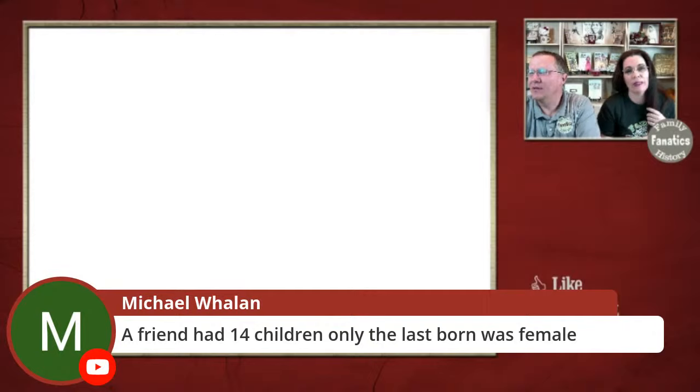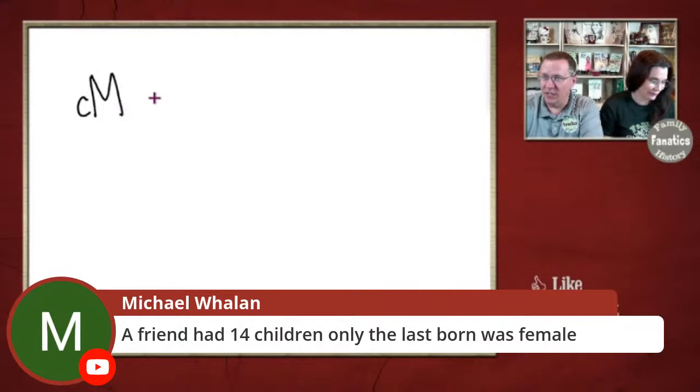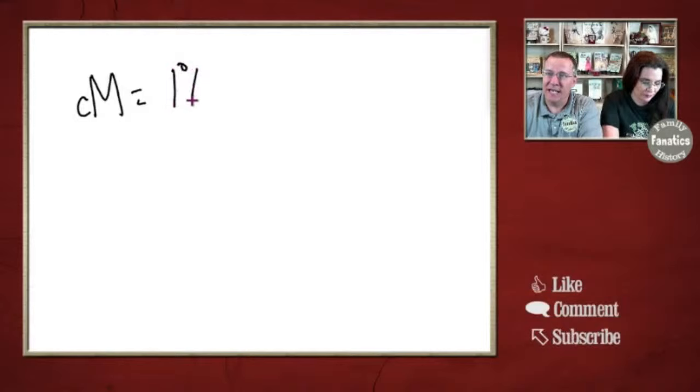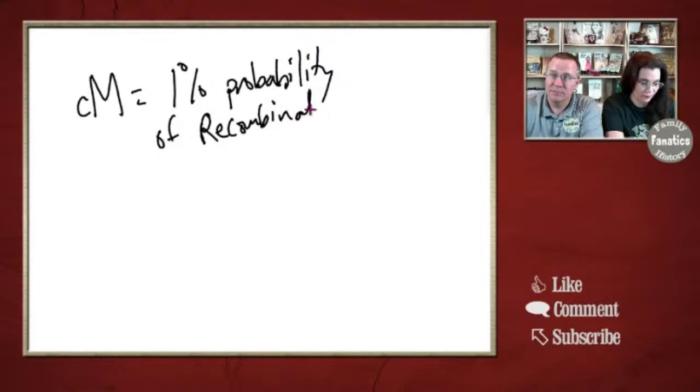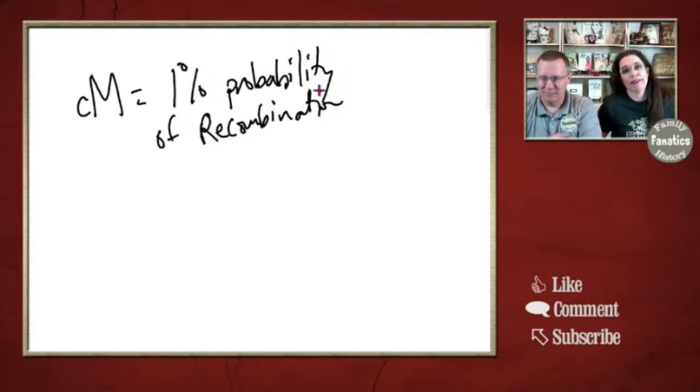Draw the little bar. And show me what the heck a centimorgan is. I'm sorry, guys, I'm failing you miserably. Think of a centimorgan as a 1% probability of a recombination. So it's not even on your bar? It is, but it's a very funky measurement. And no wonder everybody in the comments always gets confused about centimorgans.